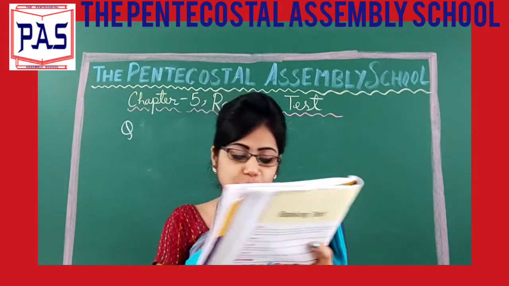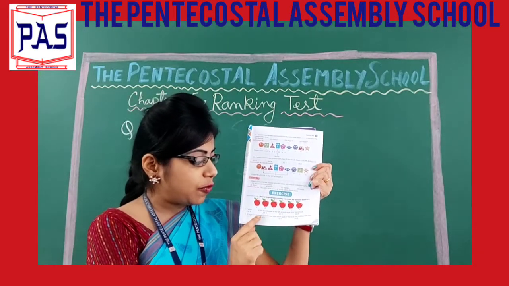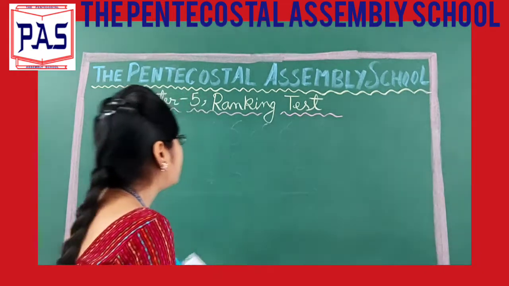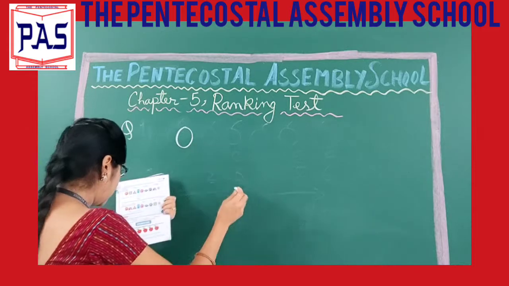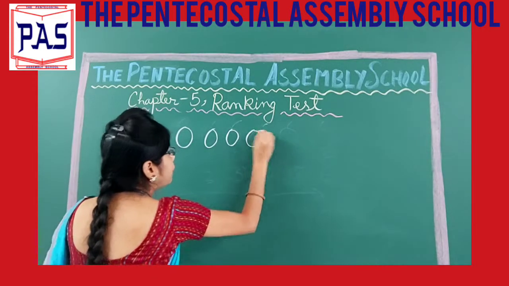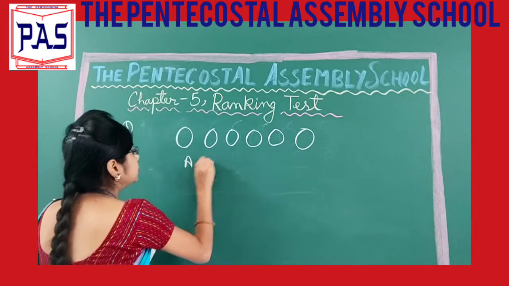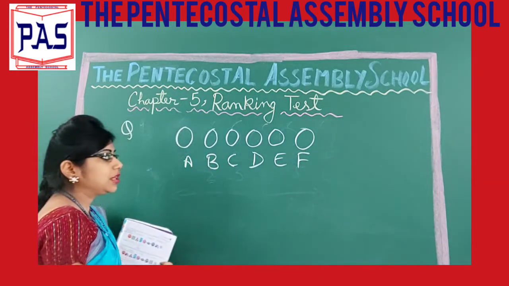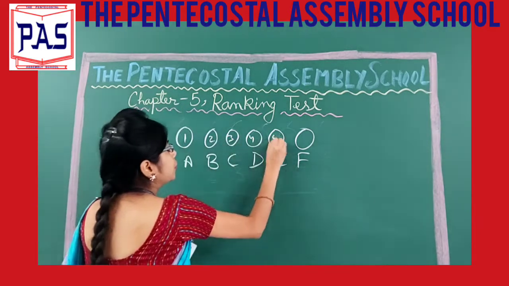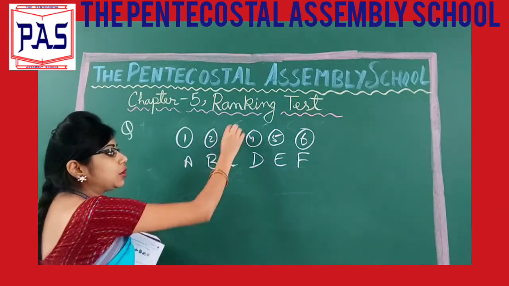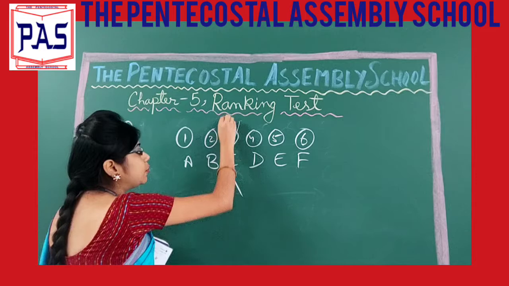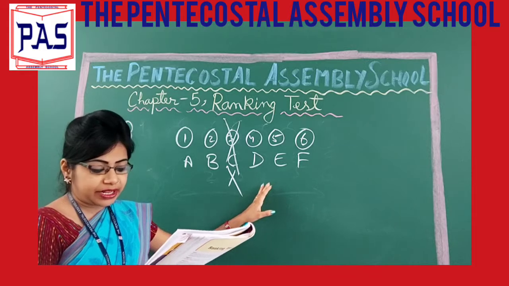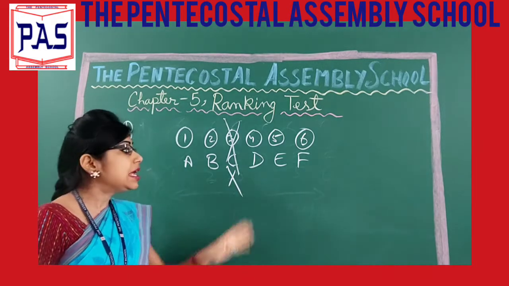Now see question number 2. If apple C is removed from the row, then which apple is exactly in the middle of the row? Again I am drawing the apples, 3, 4, 5, 6. There are 6 apples, children. The question is telling us to remove apple C. Then which apple will be in the middle of the row? Middle of the row means in between.